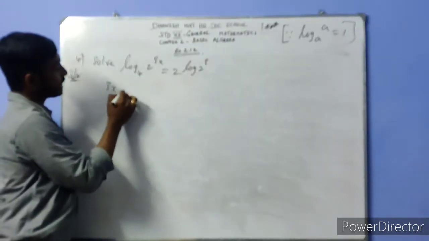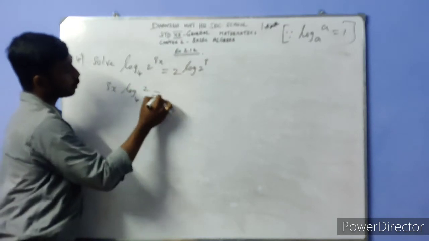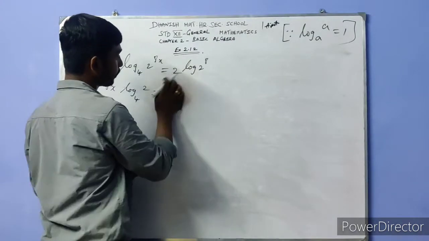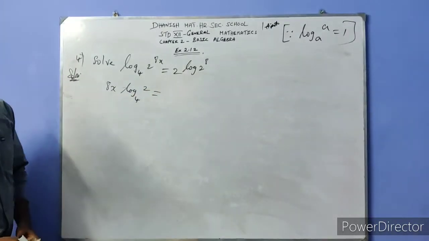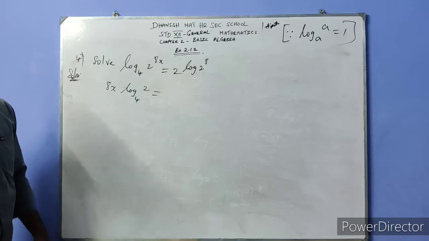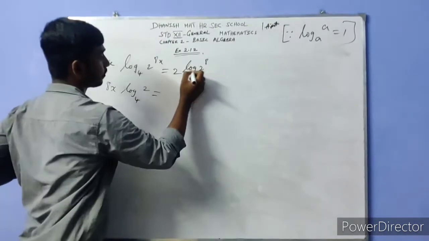So what is the power rule? 8x log 4 to the power 2 equal to... here we are having 2 here, then no need to use the power rule method here. Well, let's see here.